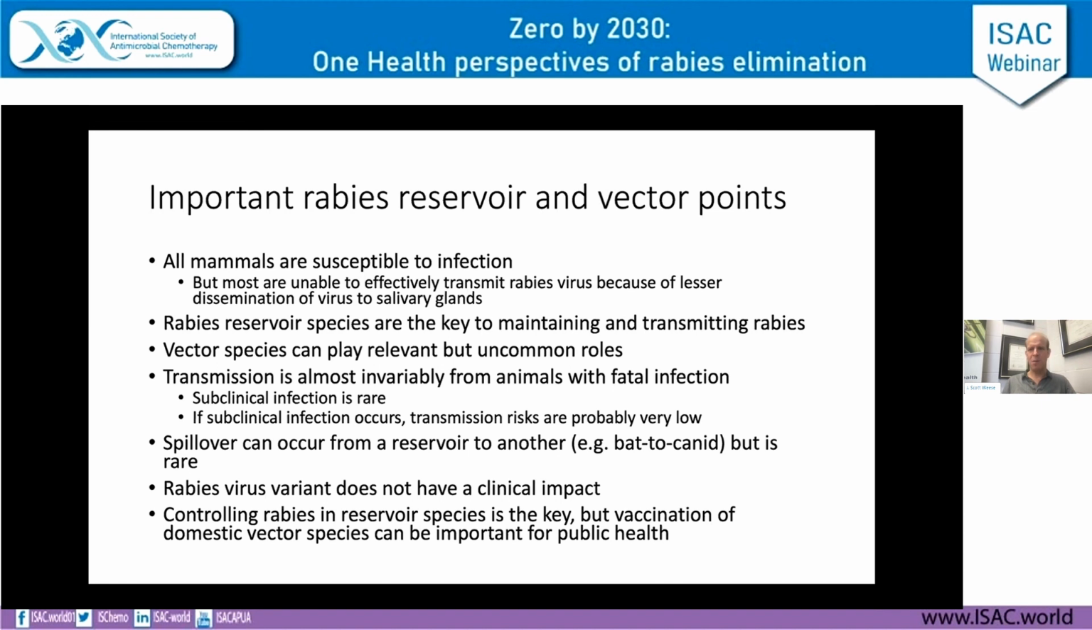Transmission is typically from animals with fatal infection. I didn't get into the question of, is there subclinical infection? How commonly is there subclinical infection? It's probably a minimal player in transmission, but something we can't dismiss. Spillover can occur from one reservoir to another, but really we're focusing on that reservoir circulating that variant within its own population. And the variant doesn't matter from a clinical impact. It doesn't matter if I get exposed to canine rabies variant or bat rabies variant or raccoon, it's bad for all of them. Controlling rabies reservoir species is the key, but vaccination of domestic species can also be an important public health tool, and particularly important in some areas.